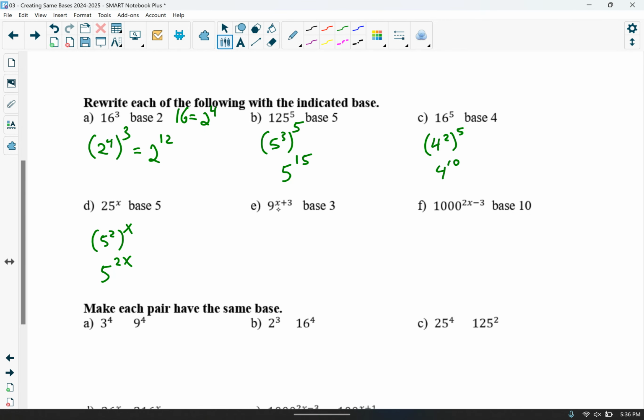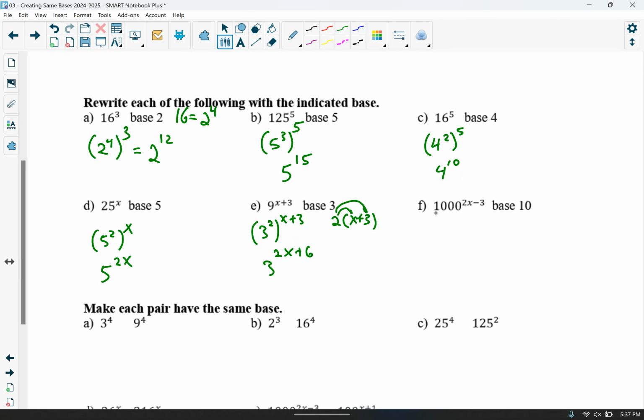E, a little more different. 9 to the x plus 3 power. We're going to rewrite it base 3. We know 9 is 3 squared, so that's going to be 3 to the 2 times x plus 3 power. Now, as we're doing our power to a power, we have to do 2 times x plus 3. That outside exponent is a binomial, so the 2 gets multiplied to both terms, giving us 3 to the 2x plus 6 power. So we're always looking to simplify there.